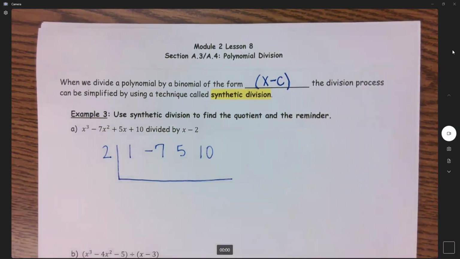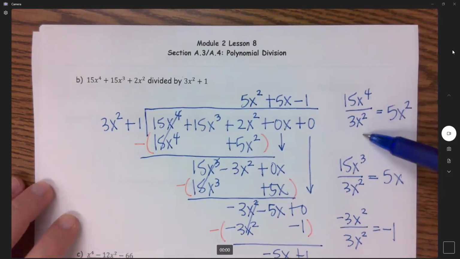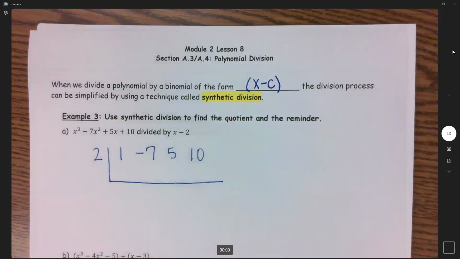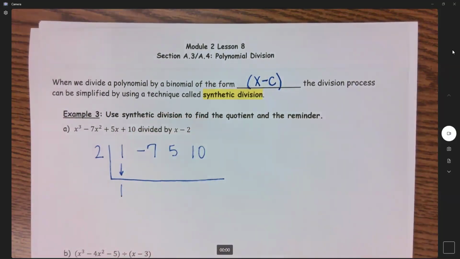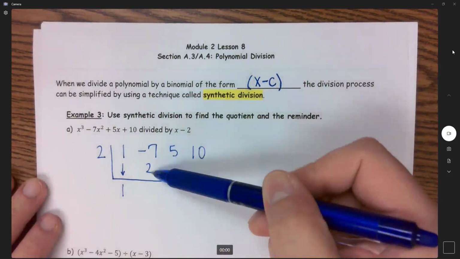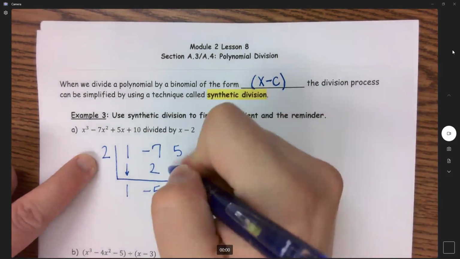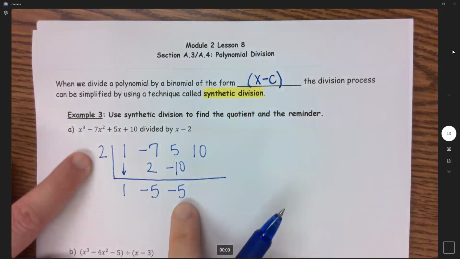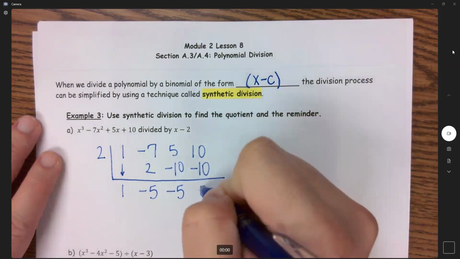Now this is going to be completely opposite of what we did with long division. In long division, we divide and then we subtract. Here, we're going to multiply and then add. So the first thing you're always going to do is bring down this first one, then multiply these together, we get 2. Add these together, we get -5. Multiply these together, we get -10. Add, we get -5. Multiply these together, we get -10. Add, and we get 0.